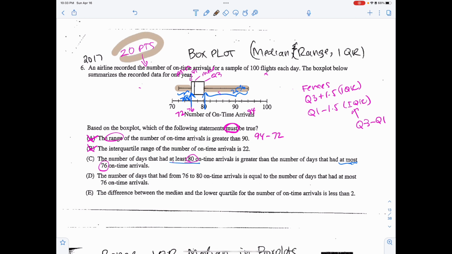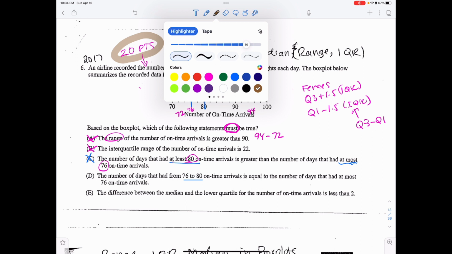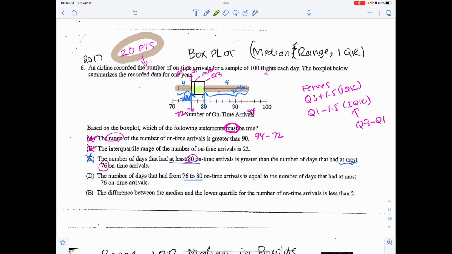So if I used the scenario where there's 20 points of data, there literally would be 4 in this area and 4 in this area. So that can't be right. The number of days that had from 76 to 80, so 76 to 80 is the center part, and the 76 to 80 is 50% of the data. So that's 50% of the data is equal to the number of days that had at most 76. At most 76, well, that's 25% of the data, so no, that would not be equal.